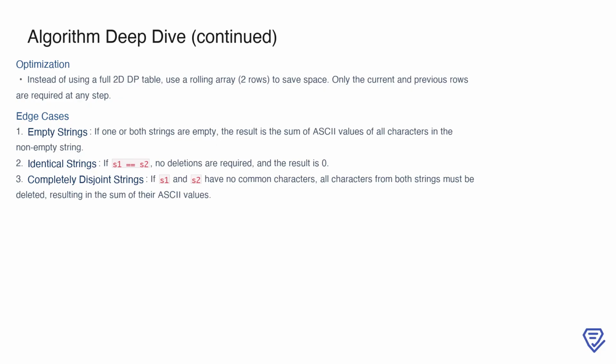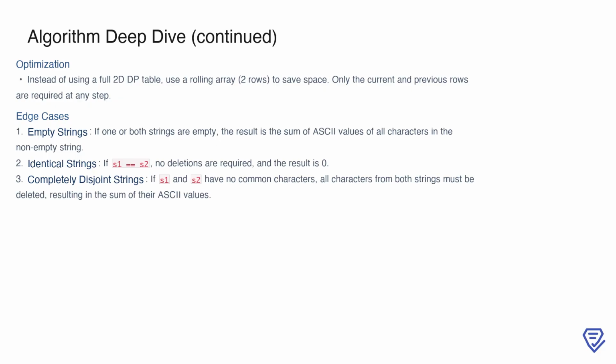When handling edge cases, the approach remains robust. If one or both input strings are empty, the result is simply the sum of the ASCII values of all characters in the non-empty string. If the strings are identical, no deletions are needed, resulting in a cost of 0. On the other hand, if the strings share no common characters, the solution involves deleting all characters from both strings, yielding the total sum of their ASCII values. With these optimizations and considerations for edge cases, the algorithm is both efficient and comprehensive, providing an optimal solution to the problem.